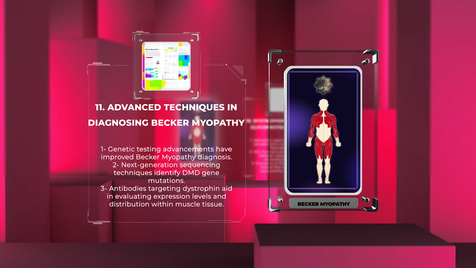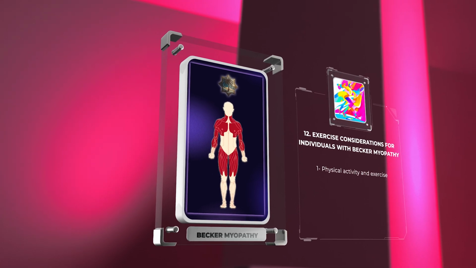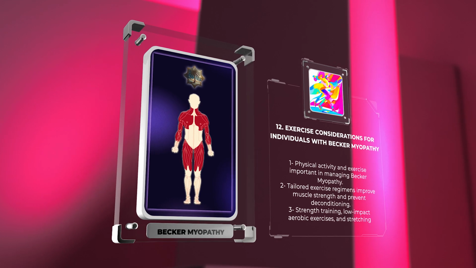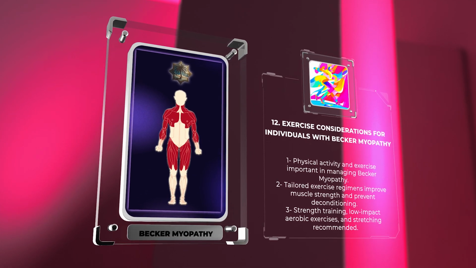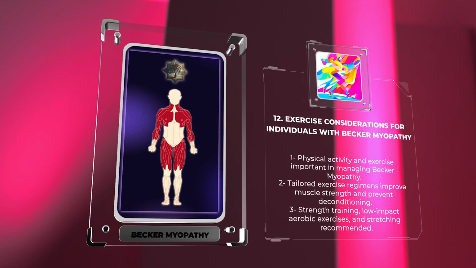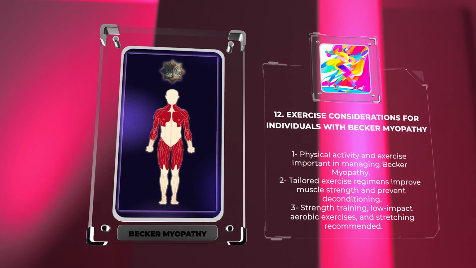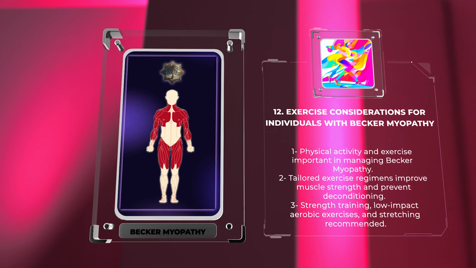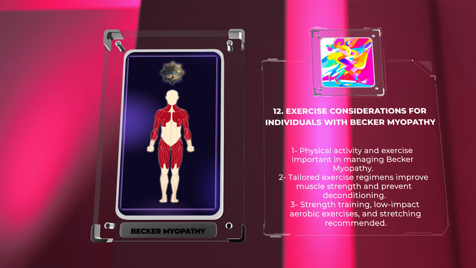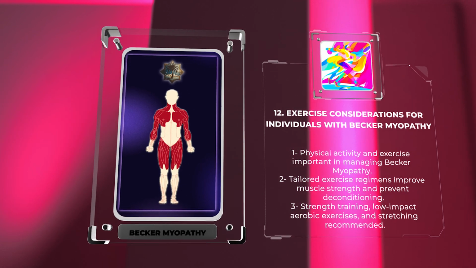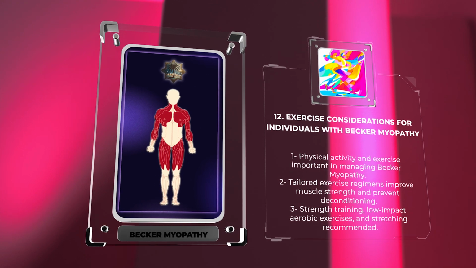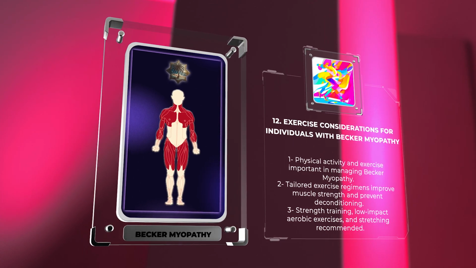Physical activity and exercise play crucial roles in the management of Becker myopathy. Tailoring exercise regimens to individual needs and capabilities is essential to improve muscle strength and prevent deconditioning. Strength training, low-impact aerobic exercises, and stretching exercises are commonly recommended, along with appropriate monitoring and guidance from healthcare professionals.